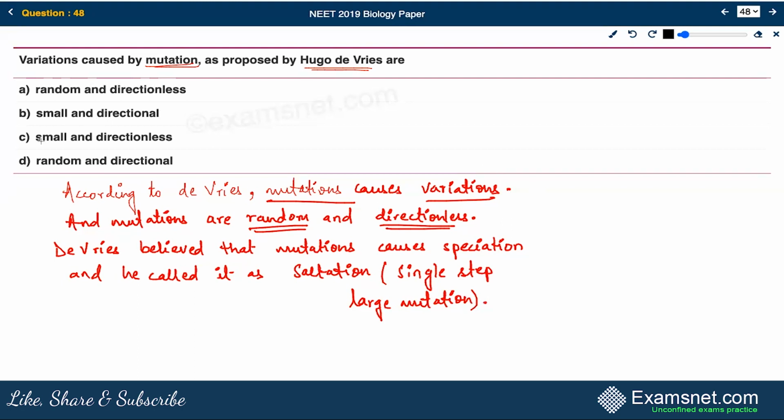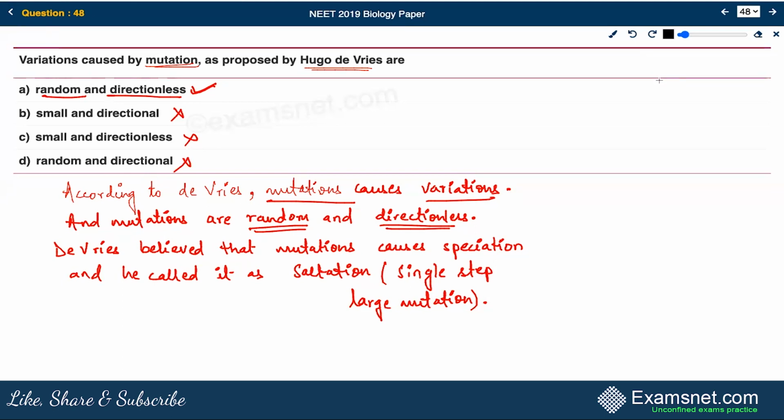So out of all the statements that you can see, is it random and directionless? Yes. So the very first option is the correct one. That means A is the correct one. Then small and directional, no. Small and directionless, no. Random and directional, no. All right. So that's why the correct answer is option A.